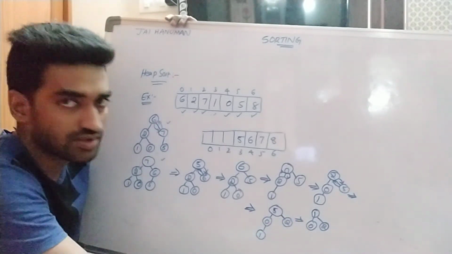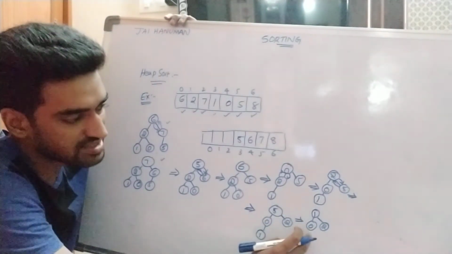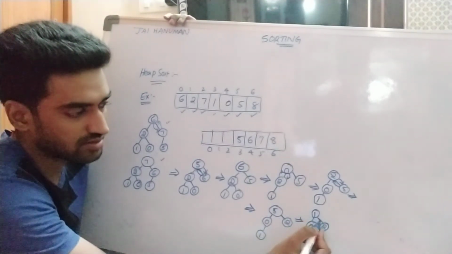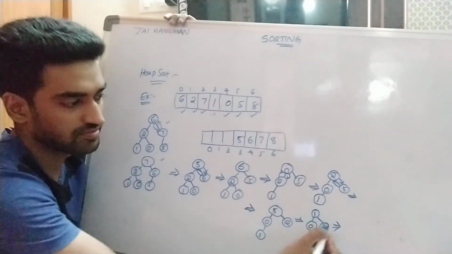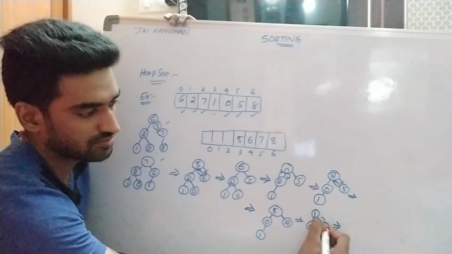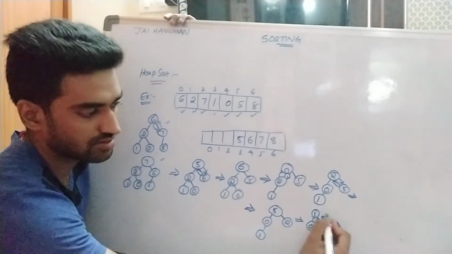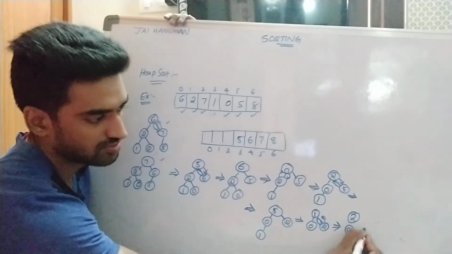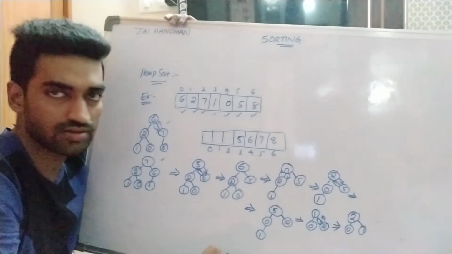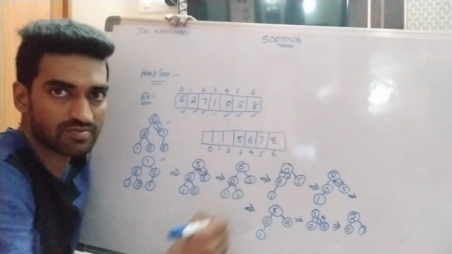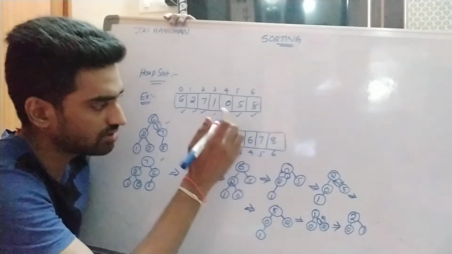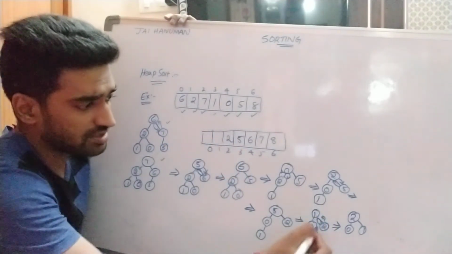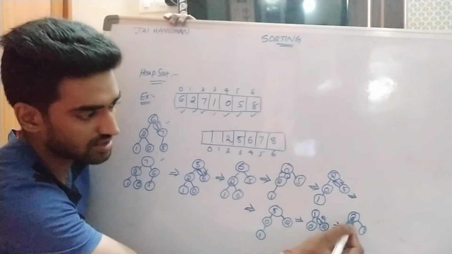1, 0, 2. Now check whether the tree satisfies the max heap tree property or not. No. Why? Because the children node is greater than the parent node. So that's why we swap the elements. So now the tree becomes 2, 0, 1. This tree satisfies the max heap tree property. So that's why we can delete the root node and place it in the sorted array. Now replace with the last node.